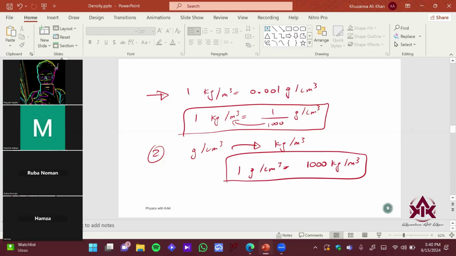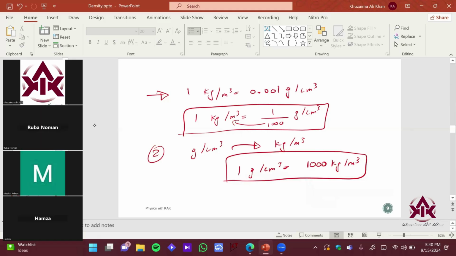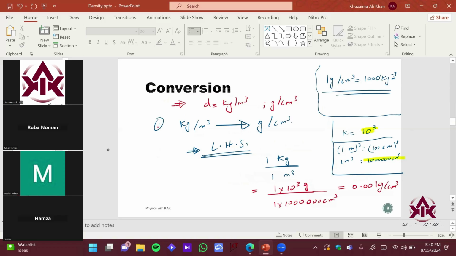Okay, so now we have a cube which contains a gas particle, right? Let me just draw the little gas particles. We know gas particles are pretty far away from each other, right?